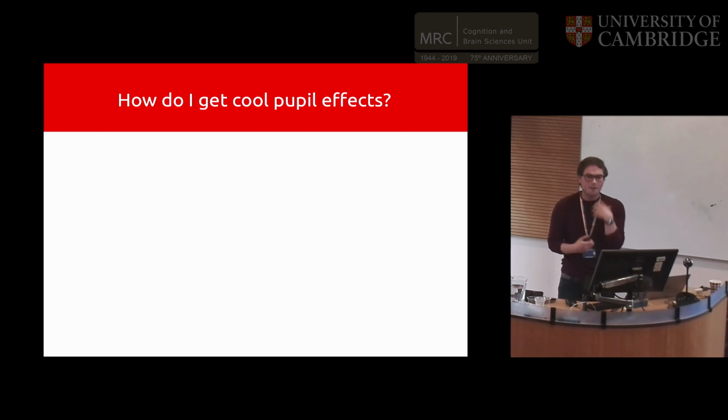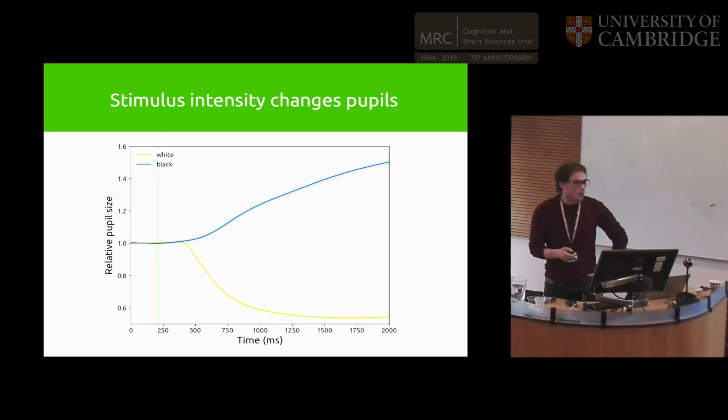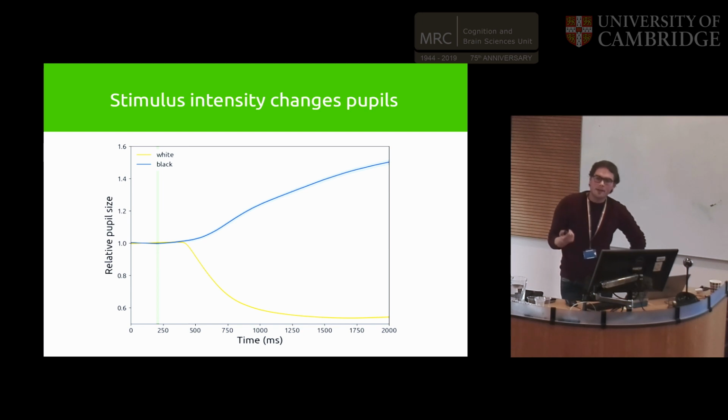How do I get a really cool pupil effect that I can then use in my paper to give it that wee bit of extra that I need to get in a slightly higher impact journal than if I only had behavioral data? So one thing that triggers pupils a lot, which is arguably their purpose, is light. So what we see here is at the green bar, that's the onset of a screen that goes either from white to black or from black to white. So basically minimal luminance to maximal luminance or maximal luminance to minimal luminance.